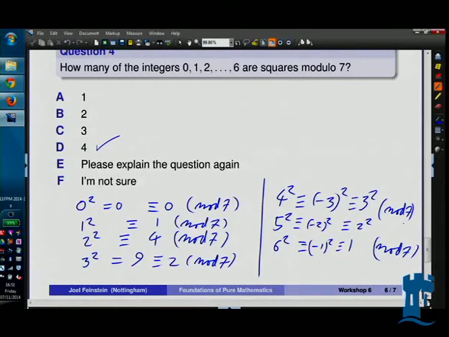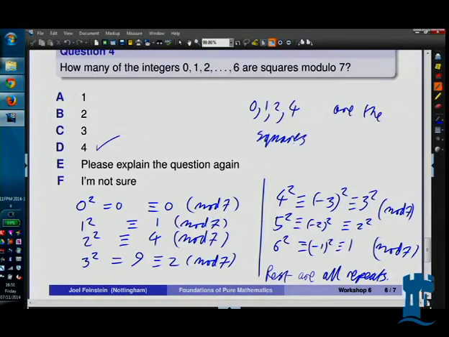8 squared is the same as 1 squared. 9 squared is the same as 2 squared. Nothing new there. -1 is the same as 6. -2 is the same as 5. Nothing new there. Any other integer, you just get repeats. So the rest are all repeats. So these are the only ones you can get: 0, 1, 2, or 4. So 0, 1, 2, and 4 are the only squares modulo 7 in that range between 0 and 6.